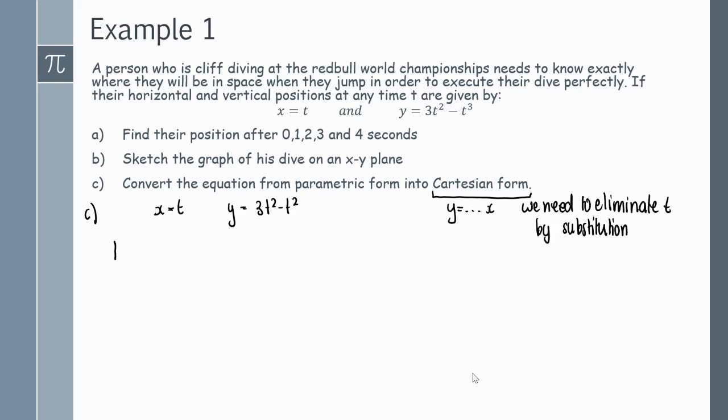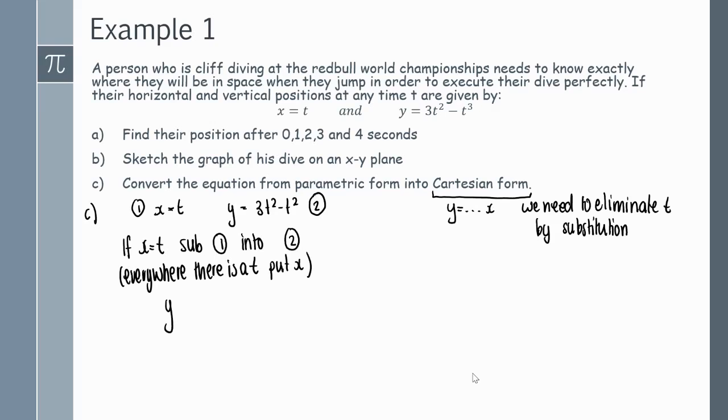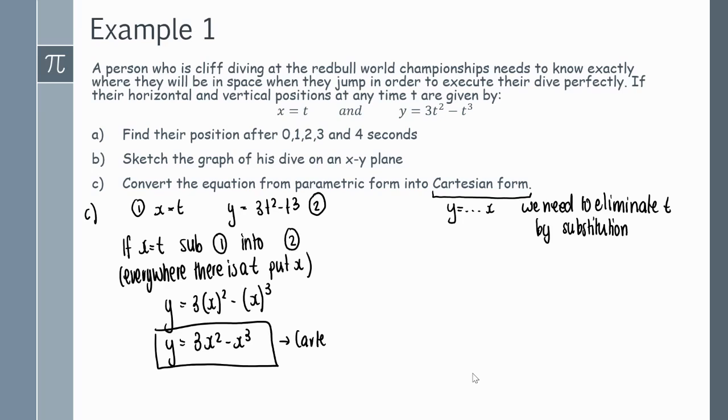So for instance, in this equation, I know that x equals t. That's my equation 1. My equation 2 is my y equation. Let's sub x equals t from 1 into my equation 2. So everywhere you see a t, you are just going to put an x. Let's see what happens. We'll get y equals 3, I'll now have x squared minus x cubed. This is my Cartesian equation of the parametric equations given in the question.